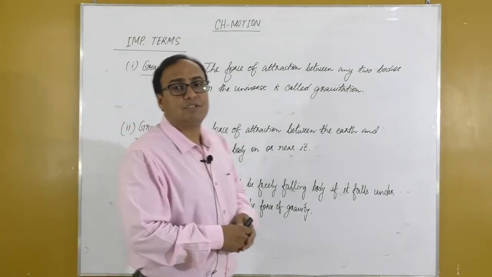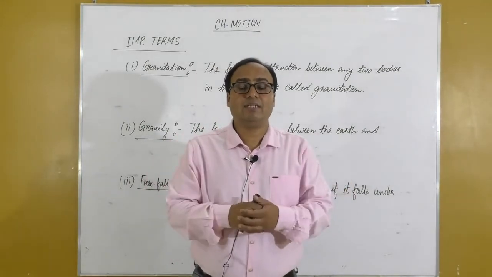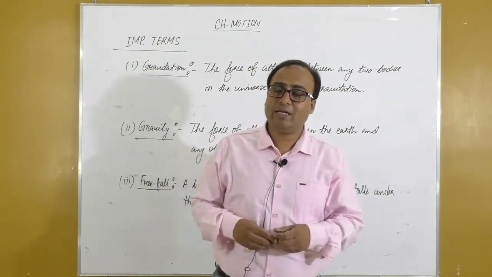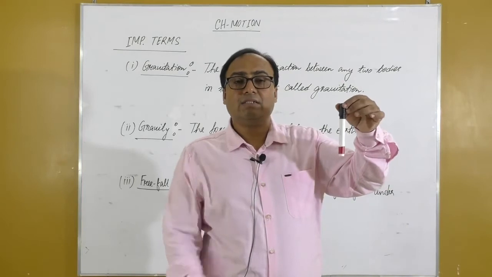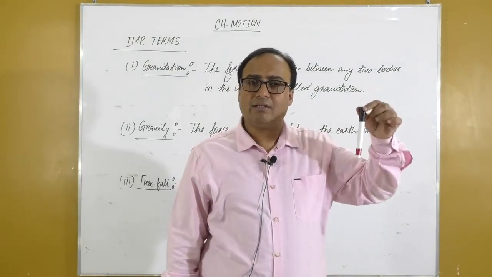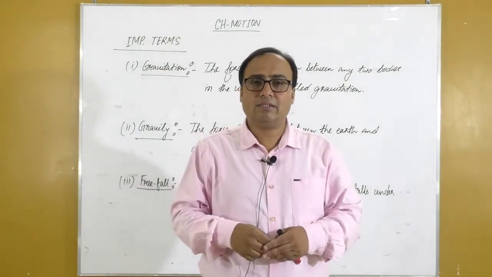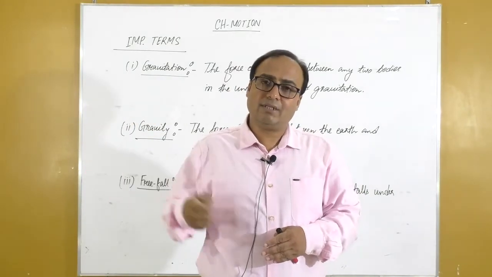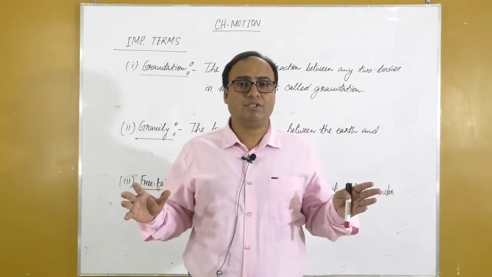Now what is gravitational force? It is the force of attraction between any two bodies, any two objects in the universe. For example, this marker: if I release it, the marker falls towards the earth. That means the earth is attracting the marker. The moon is also attracted by the earth. Earth is attracted by the sun, and the sun is also attracted by the earth.